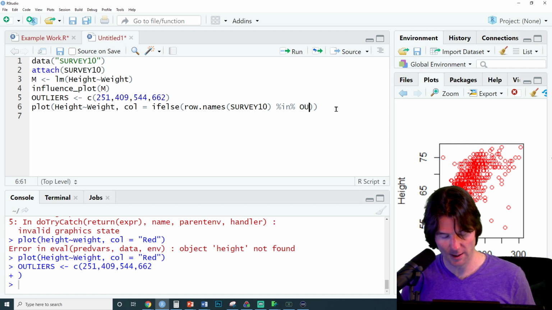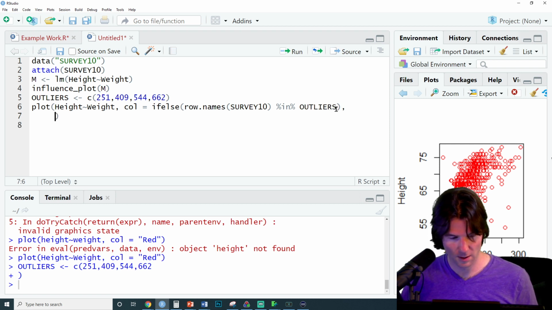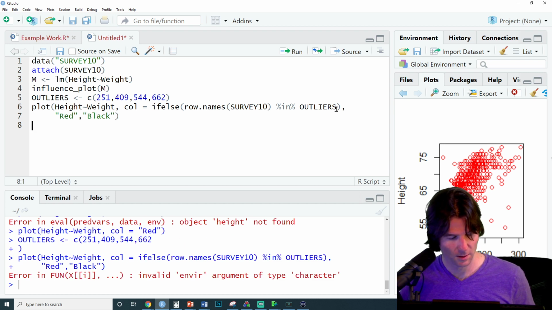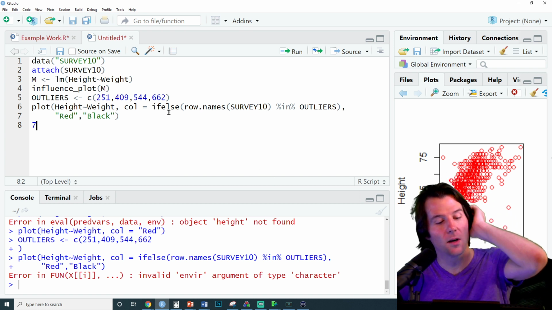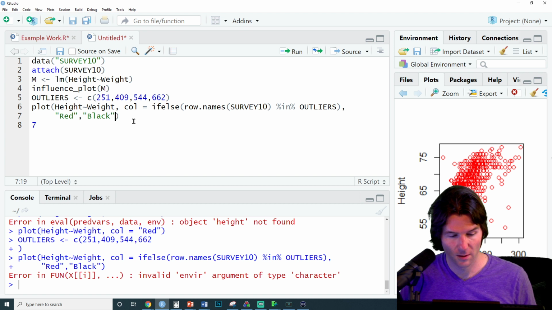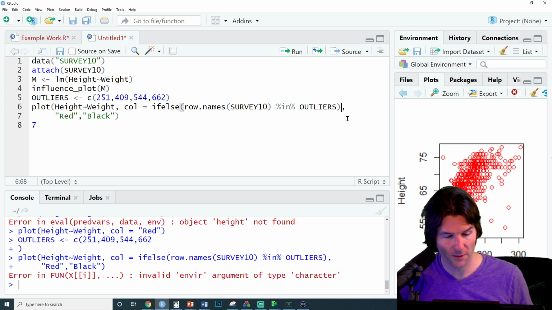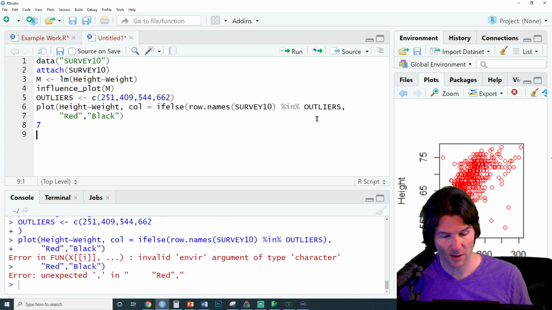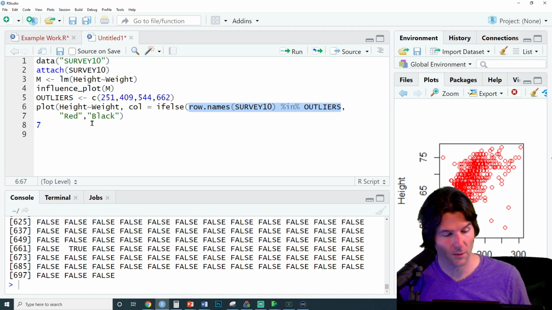If it's contained in the outliers, then I want red, and if it's not contained in them, I want black. Argument, invalid character. Oh, I think I know why. Did not end this. I did end that off. If else, the if else end right there. The if else did end, so that shouldn't end that. That didn't like that. Unexpected comma. If row names is contained in this, then if else. Okay, that runs there. True, false.